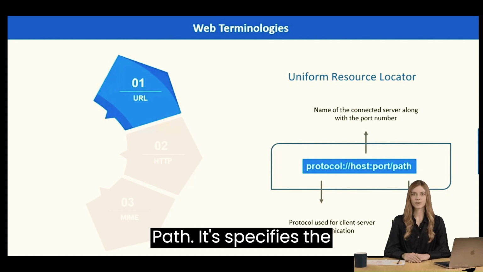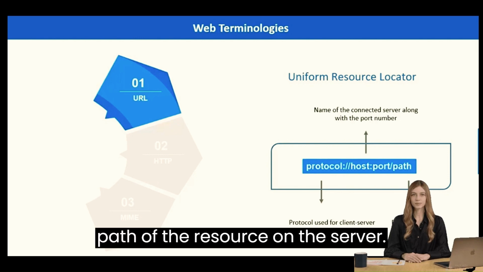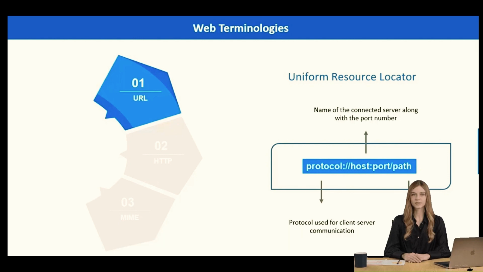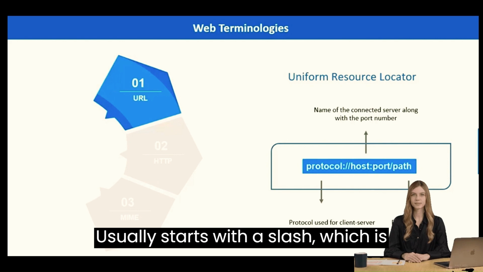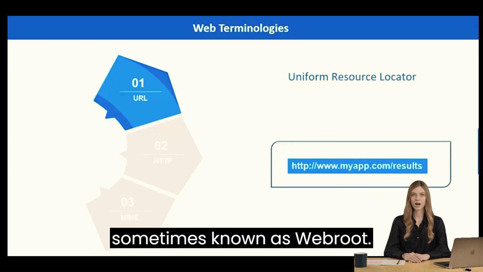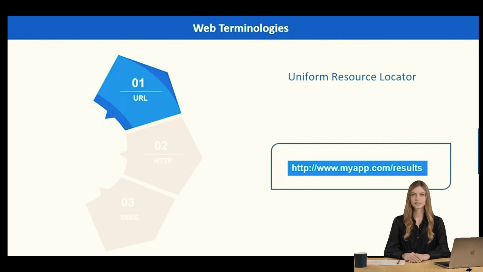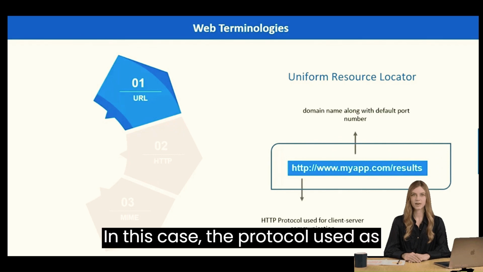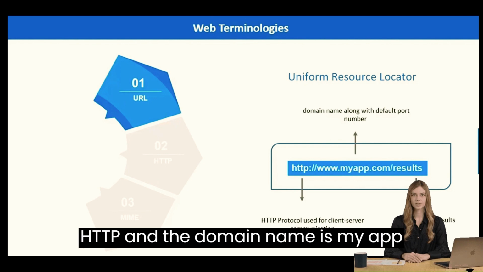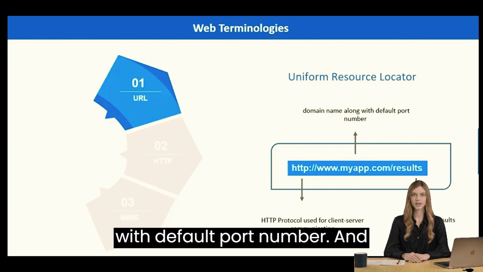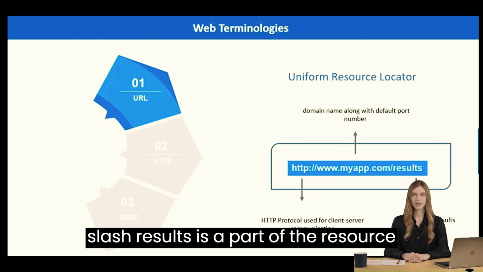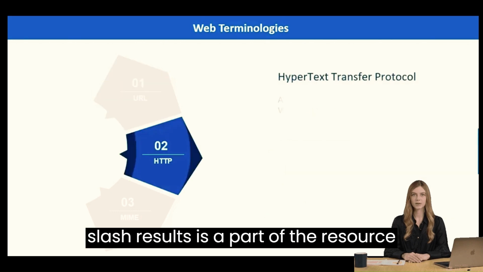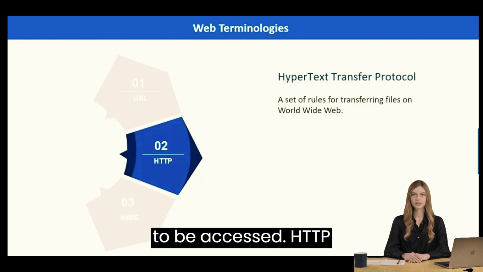Path. It specifies the path of the resource on the server. Usually starts with a slash, which is sometimes known as web root. Here we have an example for URL. In this case, the protocol used is HTTP and the domain name is myapp with default port number. And /results is the path of the resource to be accessed.